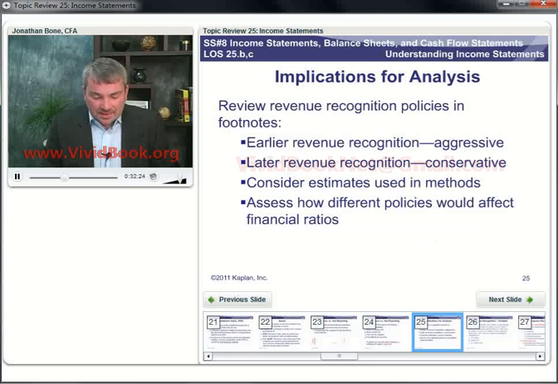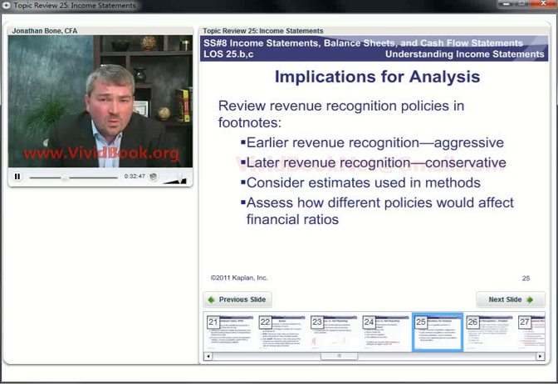So what are our implications for analysis here? Well, essentially anything that leads to earlier revenue recognition is considered aggressive. So percentage of completion is considered more aggressive than completed contract. Anything that leads to later revenue recognition is conservative. Likewise, cost recovery would be more conservative than installment.